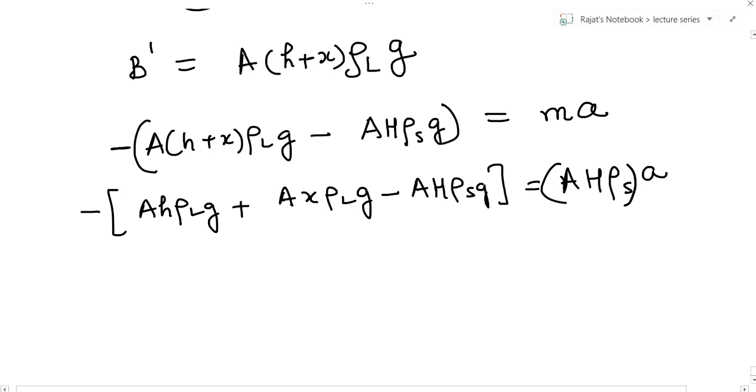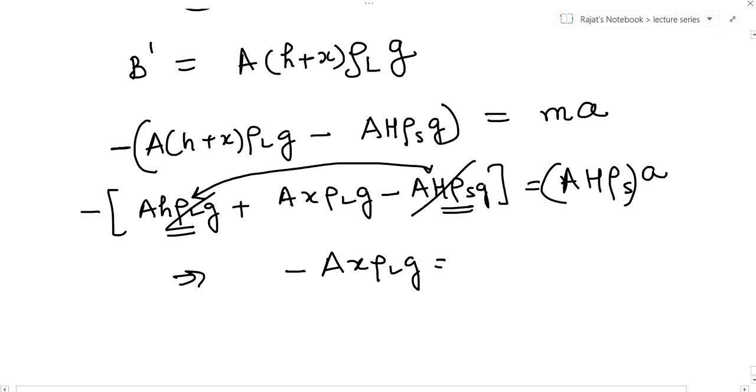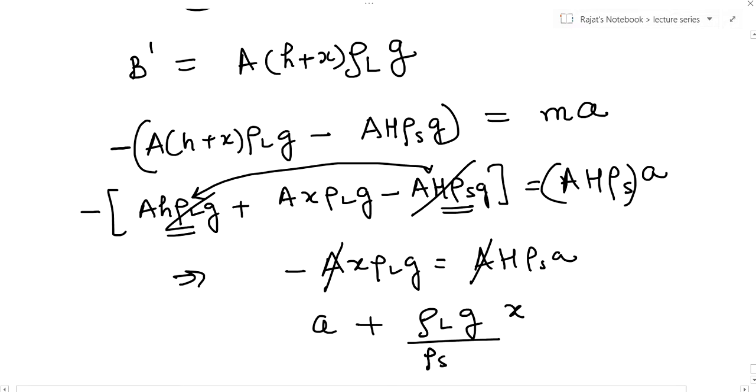If you remember the first equation, small h into rho L is equal to capital H into rho S. So if you see these two terms, they will cancel out. A g is the same for both, this is minus, this is plus, so the terms will cancel out, and finally you will get minus A x rho L g is equal to A capital H rho S a. If I cancel A on both sides and divide by capital H rho S, I should get a plus rho L g x upon rho S capital H equal to 0.